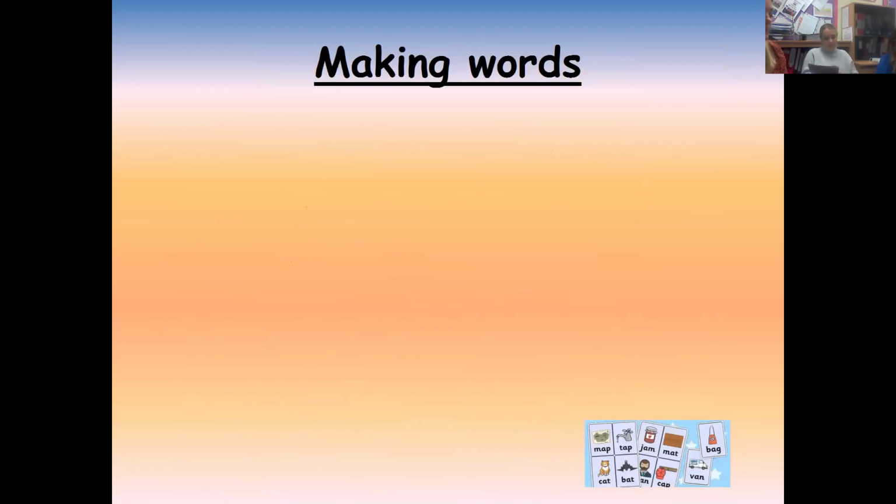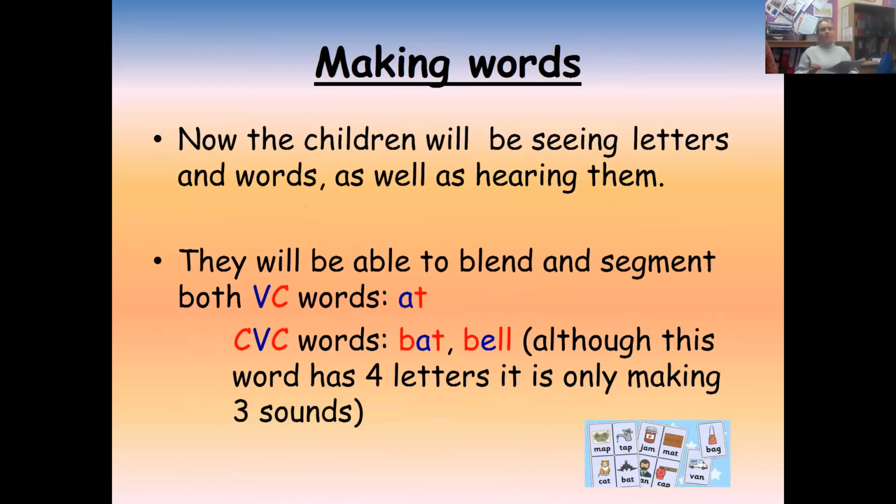Okay, making words. So now at this point, children will be seeing letters and words as well as hearing them, and they'll be able to blend and segment both VC words and CVC words. VC words are vowel consonant words such as at, and CVC words, for example, bat or bell. As you can see, in bell, it's made up of 4 letters, but it's making 3 sounds, as the 2 L's together make one digraph.